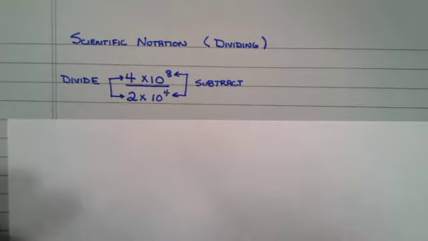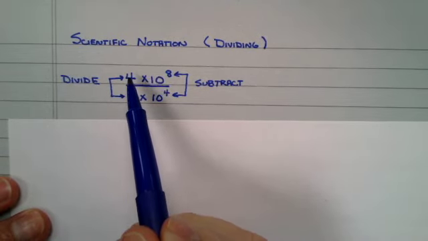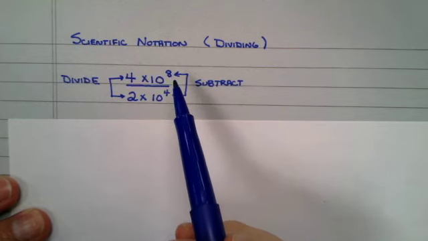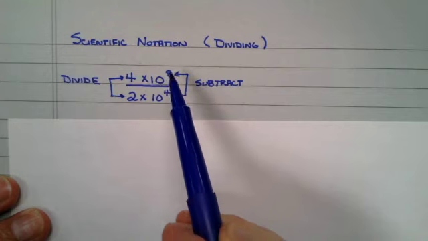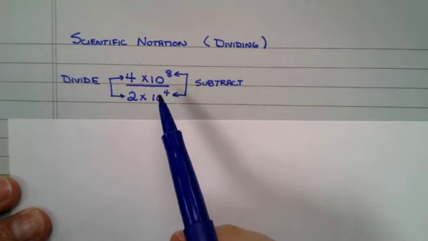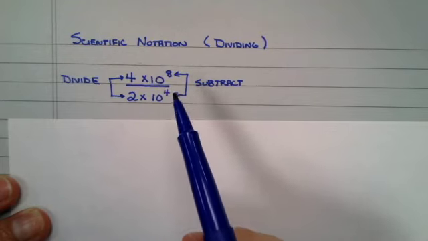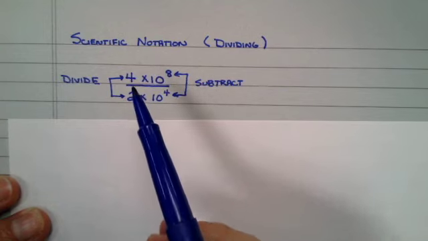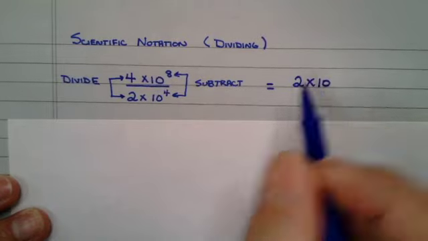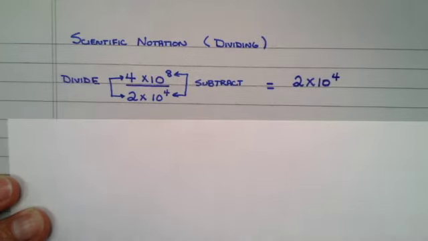How to divide numbers in scientific notation. The coefficients get divided, and our rule for dividing when we have exponents is we subtract these exponents. So we're going to divide these numbers, write times 10, and then we're going to get our new exponent by subtracting, because when we divide, we're supposed to subtract our exponents. 4 divided by 2 is 2 times 10. 8 minus 4 is 4.